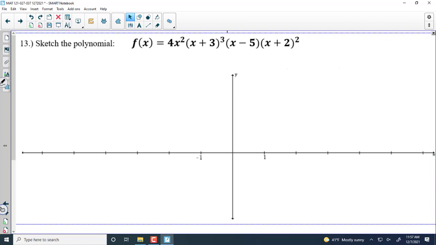Here's number 13. We're going to graph a polynomial. And you remember when we did this before, we don't really care about scaling on the y-axis. All we really care about is, do we get the right behavior at our ends, our end behavior, and the right behavior at each one of our x-intercepts. So, let's talk about where we're going to hit the x-axis. At what values are we going to hit the x-axis? Can someone tell me?